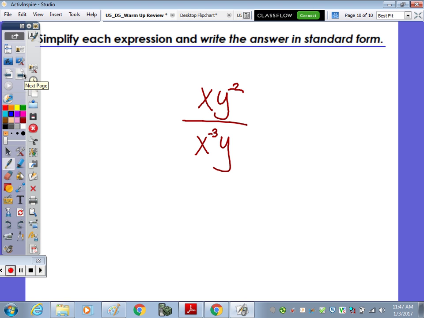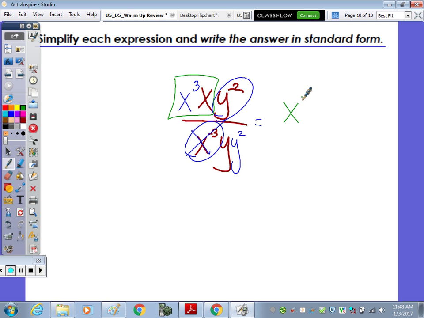Last one. So the x to the third moves up top, becomes positive, and the y to the negative 2 moves to the denominator and becomes positive. So in the numerator, x cubed times x would be x to the fourth, and then y squared times y is going to be y cubed.